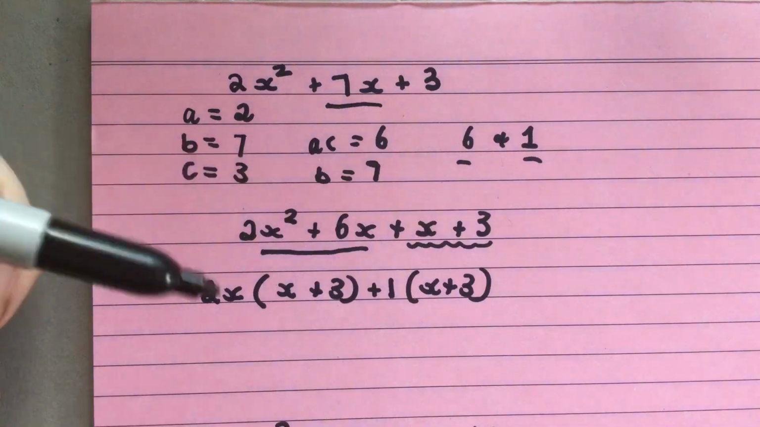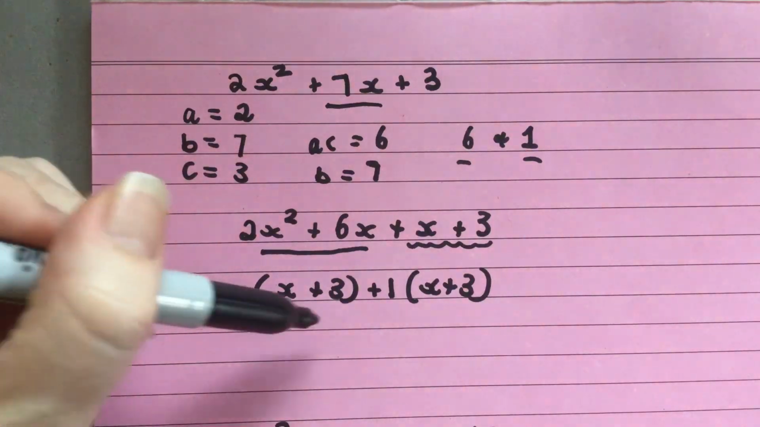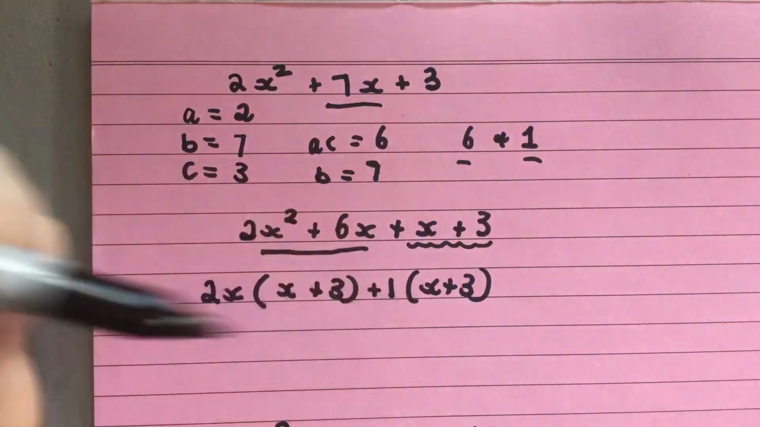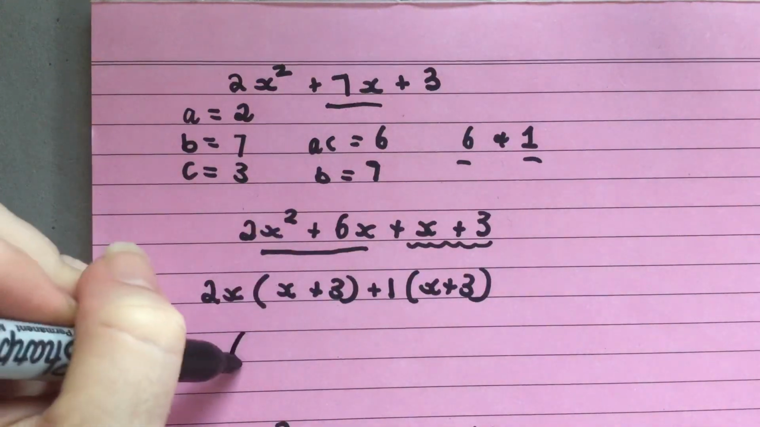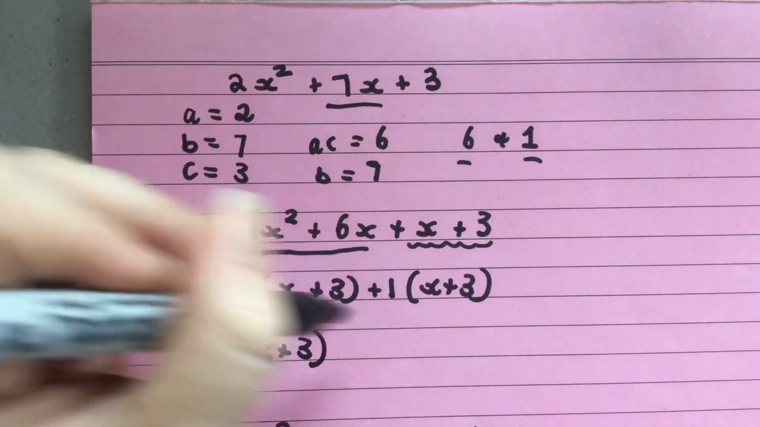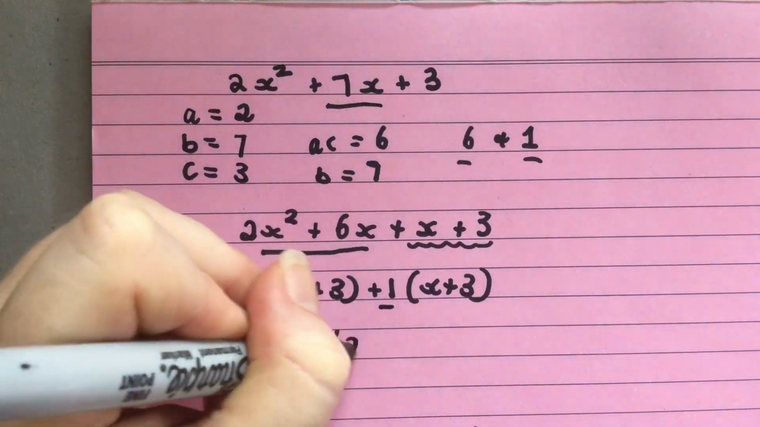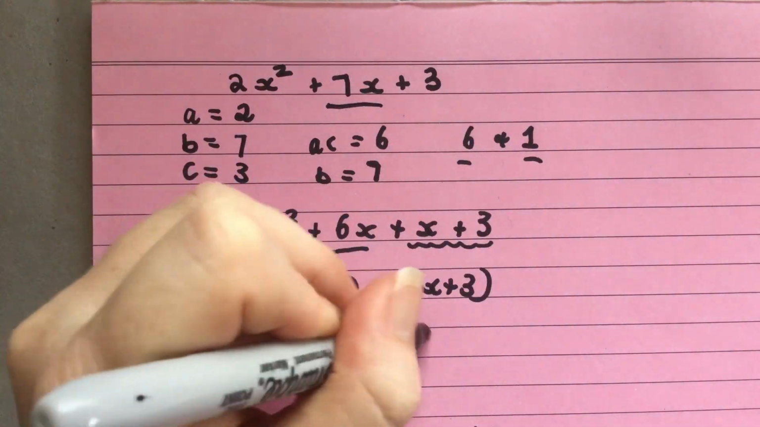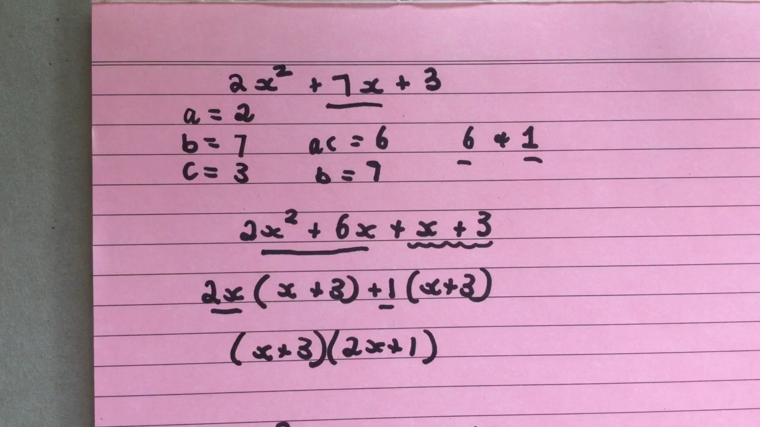Now this is where I then notice, which is what I'm looking for, is that I then have a bracket that they have in common. So I can bring that out the front and write x plus 3, and I'll put the remainder in the second bracket, the 2x plus 1. So now I've factorised it.